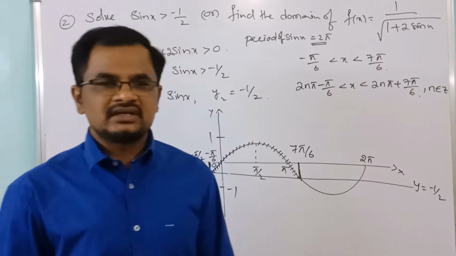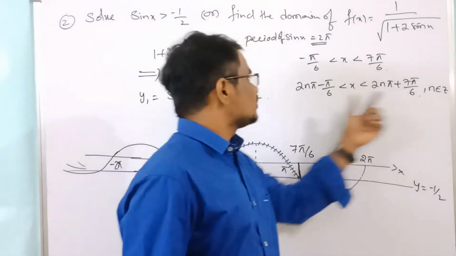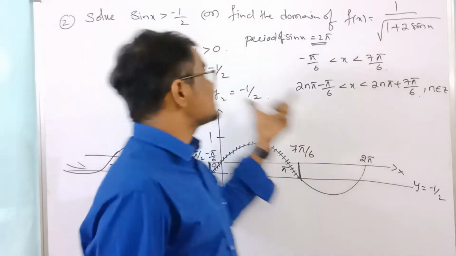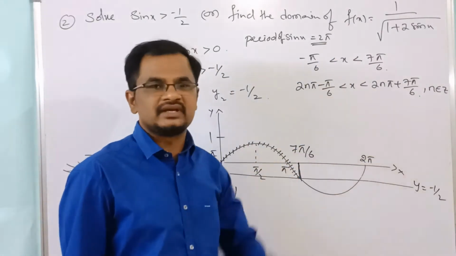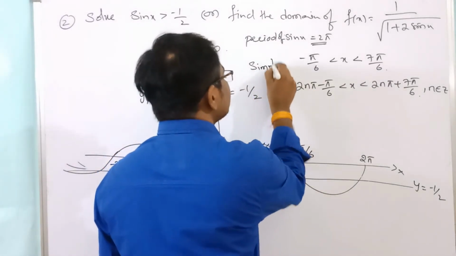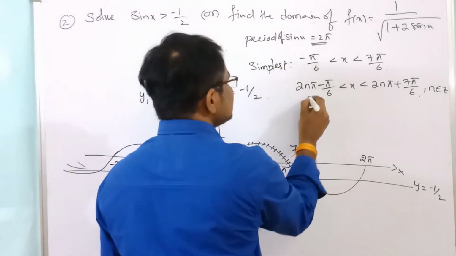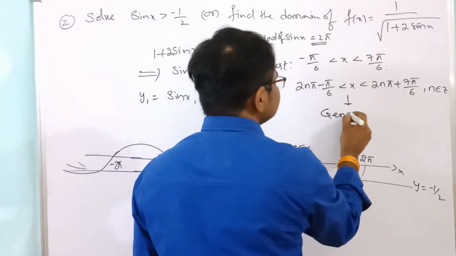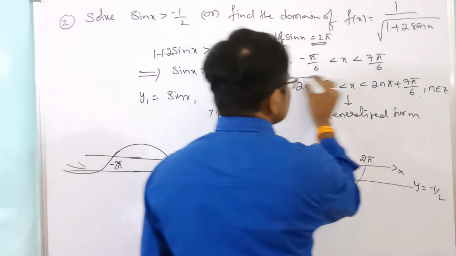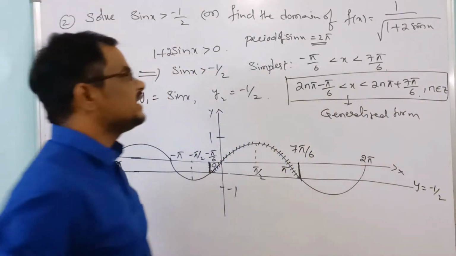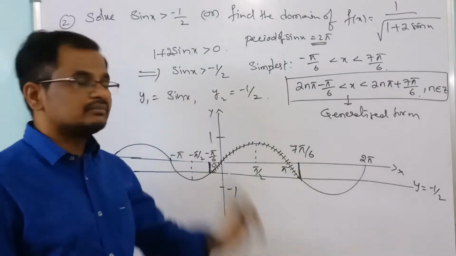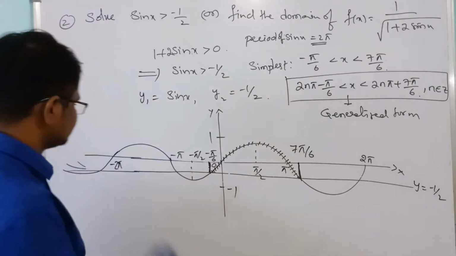Here in this one, if you take n equal to all the integers, you will get all the intervals where sin x is greater than minus 1 by 2. Okay, no? Now this is the simplest form and this is the generalized form, right? Now this is our required domain of the given function where sin x is greater than minus 1 by 2. Okay, right?